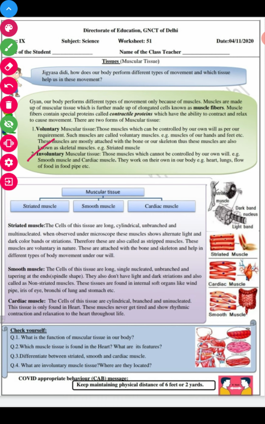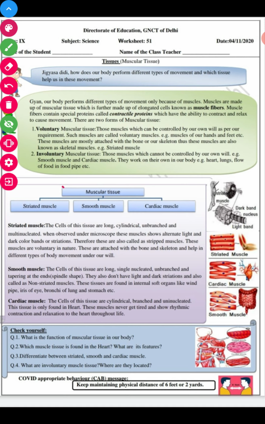Involuntary muscular tissue: those muscles which cannot be controlled by our own will. For example, smooth muscles and cardiac muscles are not under our control. They work on their own in our body, for example in the heart, lungs, and the flow of food in the food pipe. They are all made up of involuntary kinds of muscles called cardiac muscles or smooth muscles. These are examples of involuntary muscular tissue.